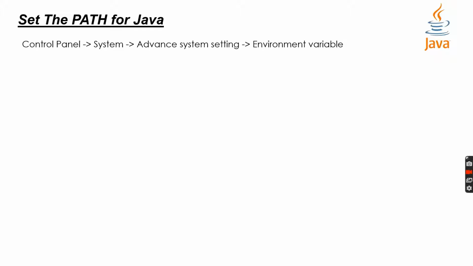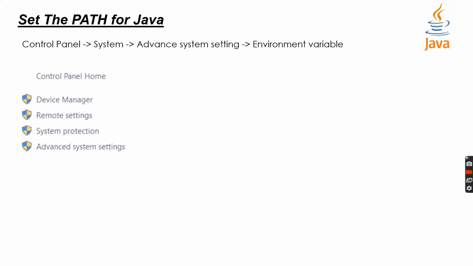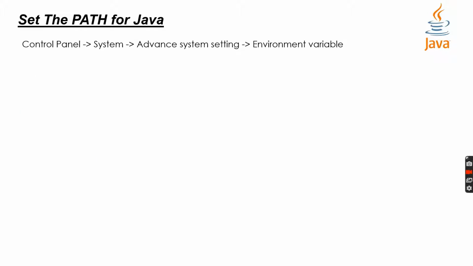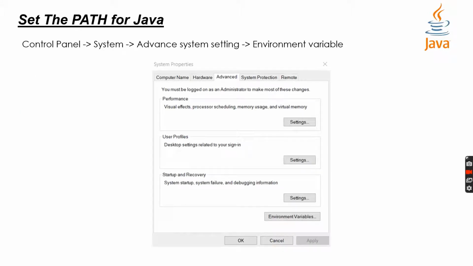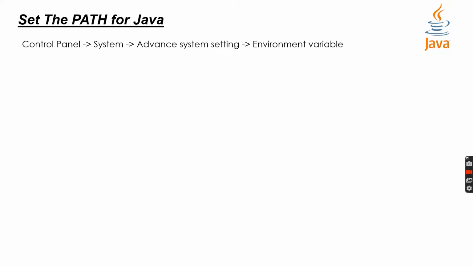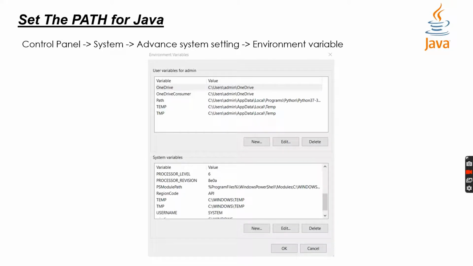And set the path of Java. Once you have downloaded, you need to add an entry to your path environment variable that points to the bin directory inside the main Java directory. Go to the control panel, into the system, into the advanced system settings, and go to the environment variables, then press New in the system variables.